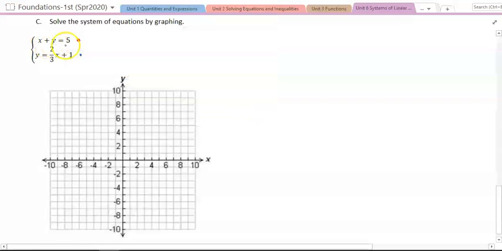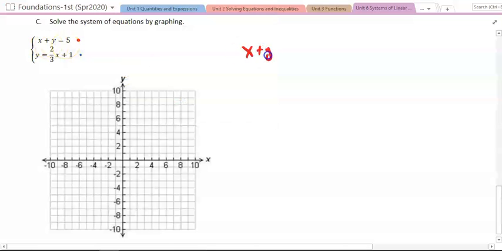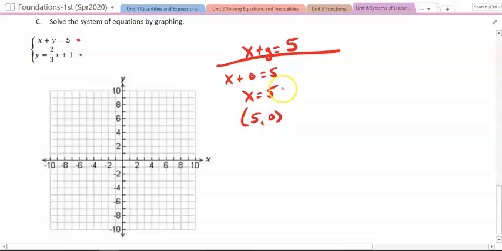All right, so the first line, x plus y is equal to 5. And again, we could either solve this for y or we can find the x and y intercepts. So, x plus 0 equals 5. That means x is equal to 5. And that's the ordered pair (5, 0), because I plugged in 0 for the y. And 0 plus y equals 5.